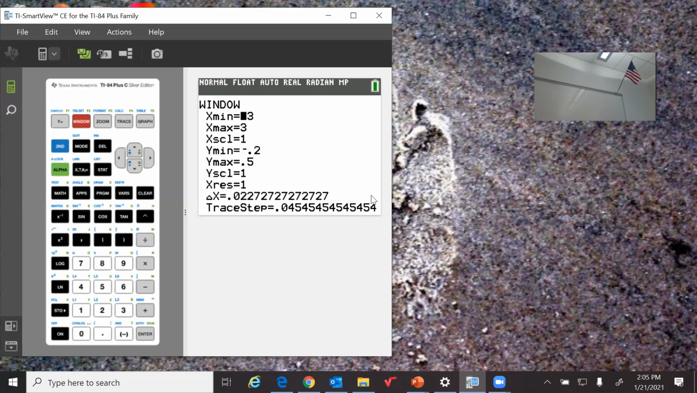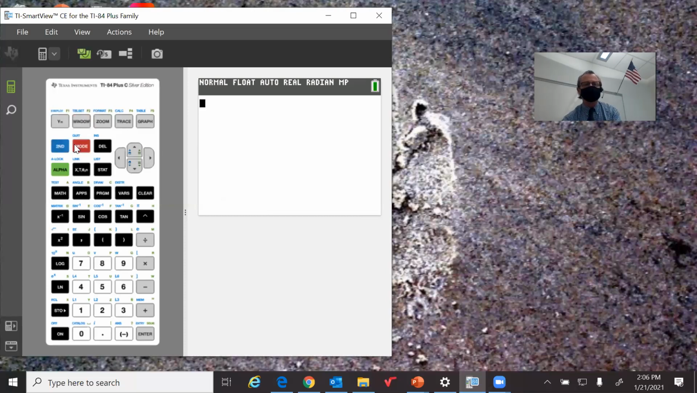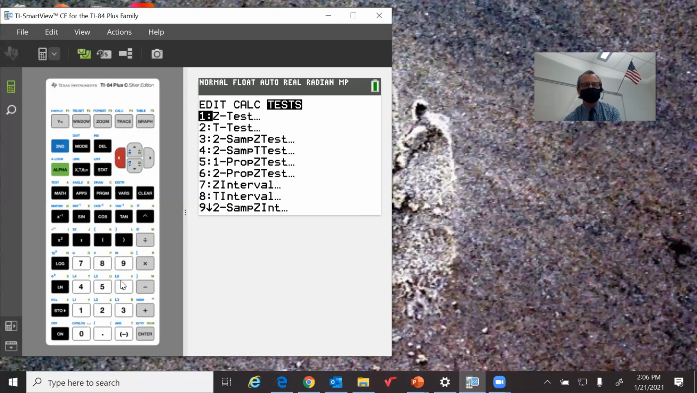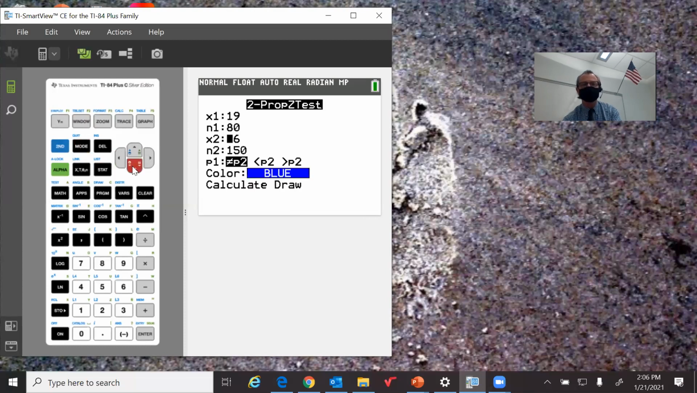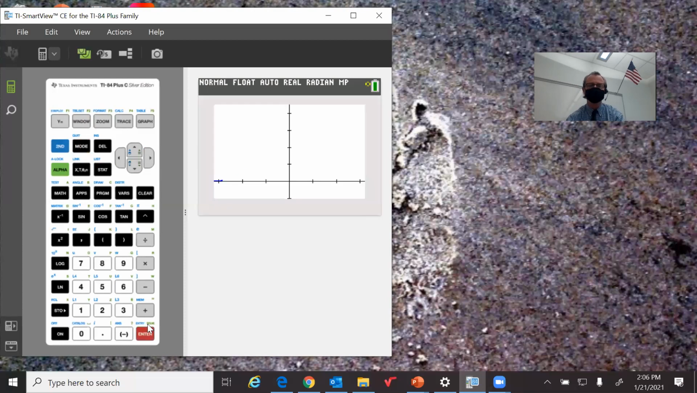So I'm sure I got the window. Second quit, stat test, 6. And you can calculate it, but it's more helpful, especially in terms of the definition of the p-value, to draw it. Now what? Well, it tells me the p-value is 0.24. The p-value is relatively large.